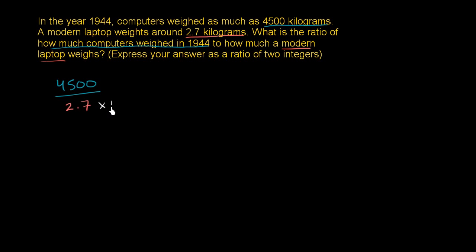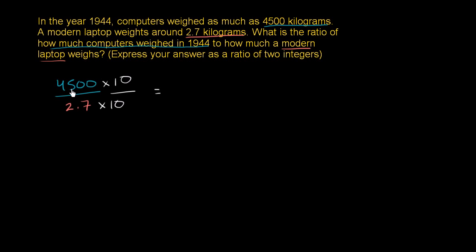So we could multiply this by 10, but if we just multiply the denominator by 10, that would change the value of the ratio. In order to not change the value, we have to multiply the numerator and the denominator by 10. This is equivalent to just multiplying this fraction by 10 over 10, which is the same thing as 1, so it does not change the value. So what do we get?